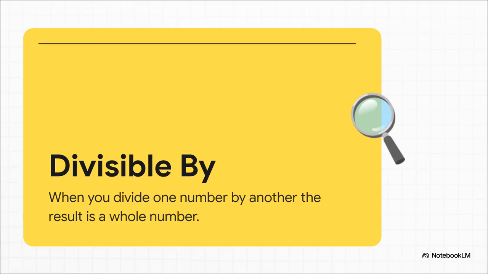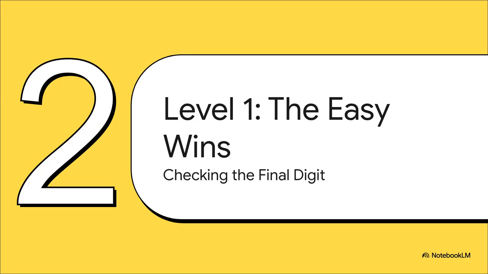So for example, 14 divided by 7 is 2. Perfect. But 15 divided by 7, that's going to leave a remainder. So with these rules, our goal is to find that clean, whole number answer every time. That's the target.